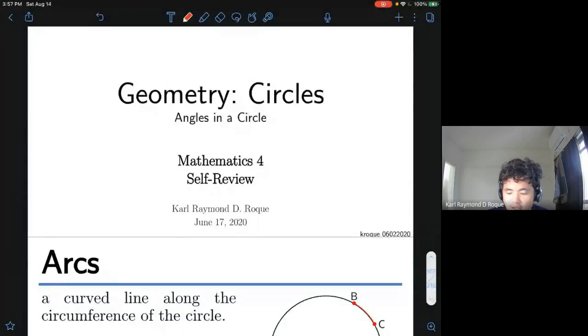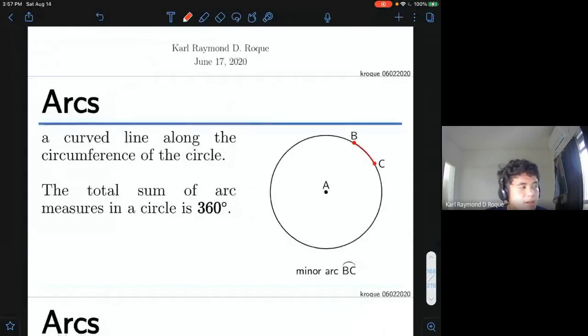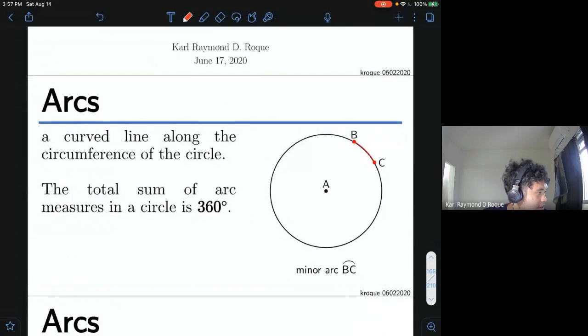Next is angles in a circle. Last part na to, last na to for today. Then magsasagot tayo ng mga problem. Okay. So, arc is a curved line along the circumference of the circle. Total sum of arc measures in a circle is 360 degrees. Always remember that.